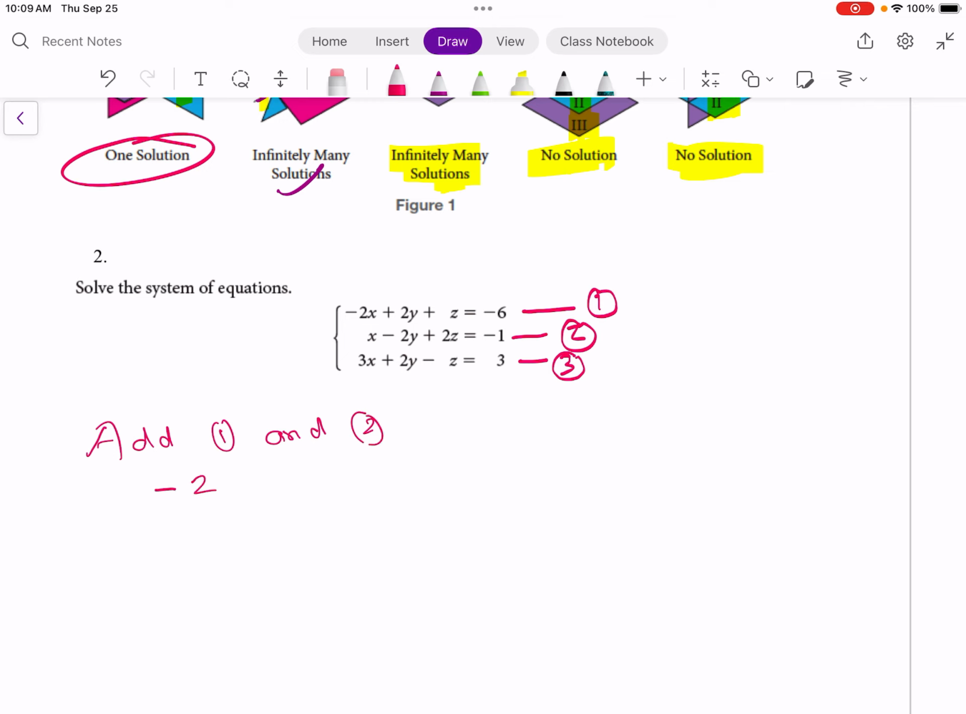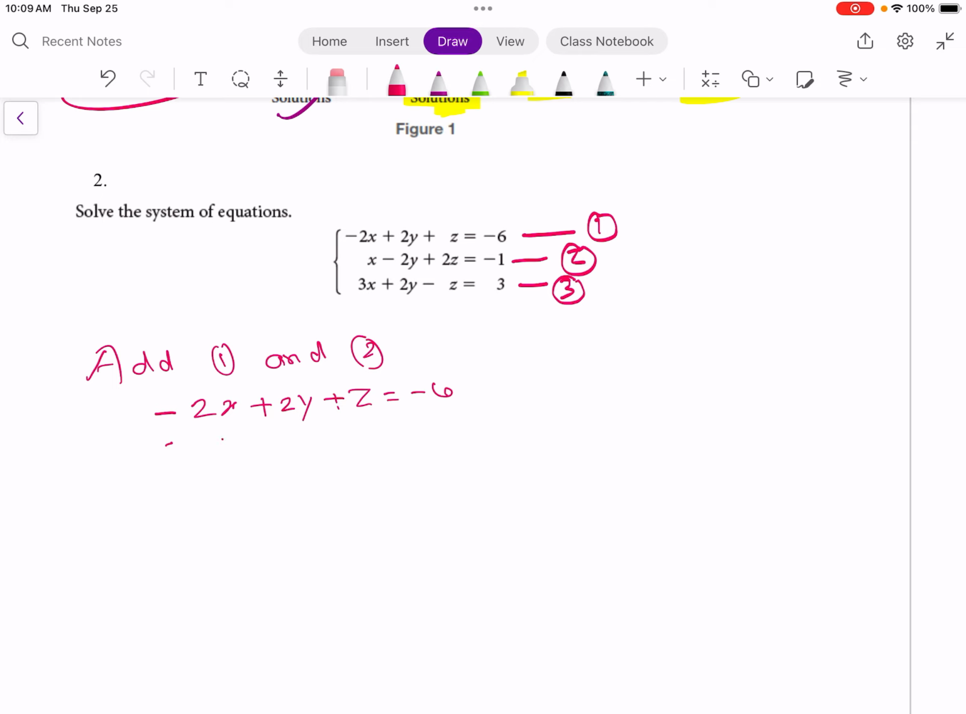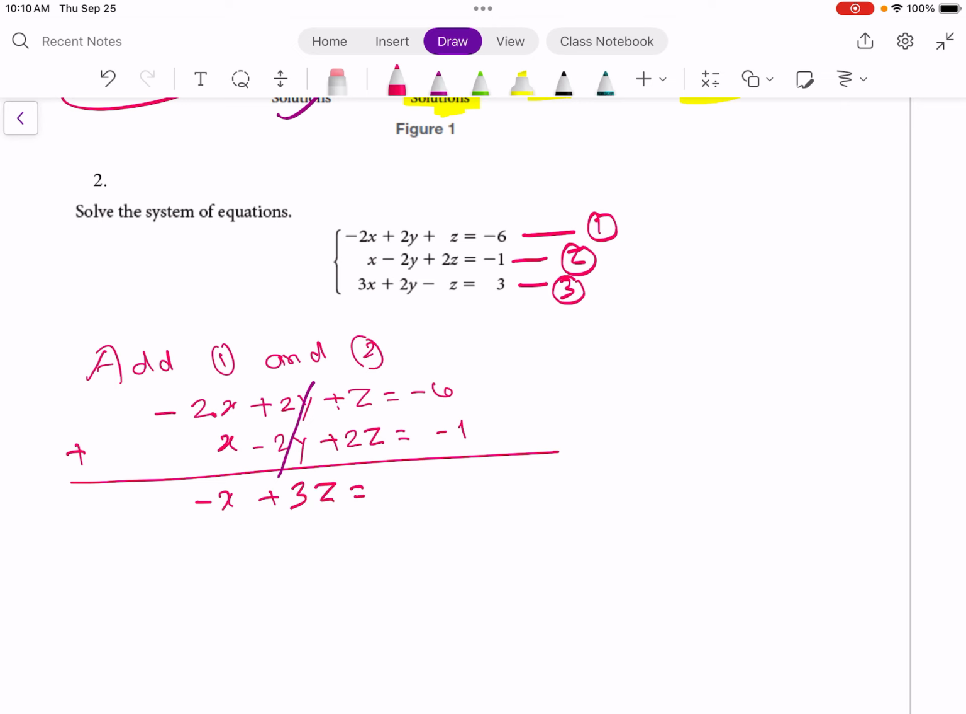So equation 1 is negative 2x plus 2y plus g equals -6. Equation 2 is x negative 2y positive 2g equals -1. So we are adding these 2 equations. Now the y terms give 0. So negative 2x positive x, negative x, positive g plus 2g, that is positive 3g, equals -6 plus -1, -7. Let's call this our equation number 4.